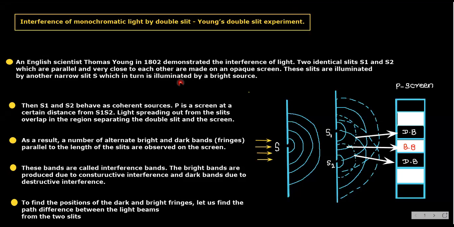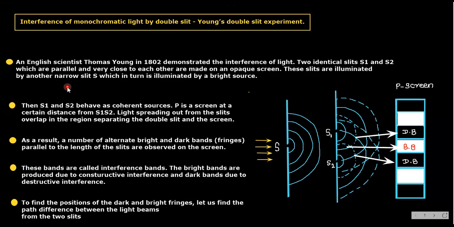Hello everyone. In today's class, we will see a very important topic, that is Young's double slit experiment. This is very important. So this is an English scientist, Thomas Young, and in 1802 he demonstrated the interference of light.